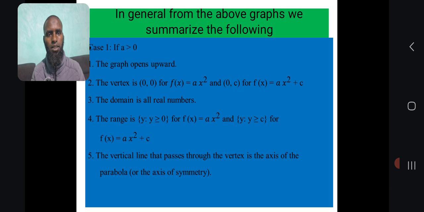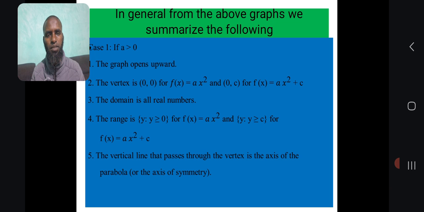Fourth, the range is y ≥ 0 for f(x) = x², and y ≥ c for f(x) = x² + c, because it is an extension of the graph of f(x) = x².